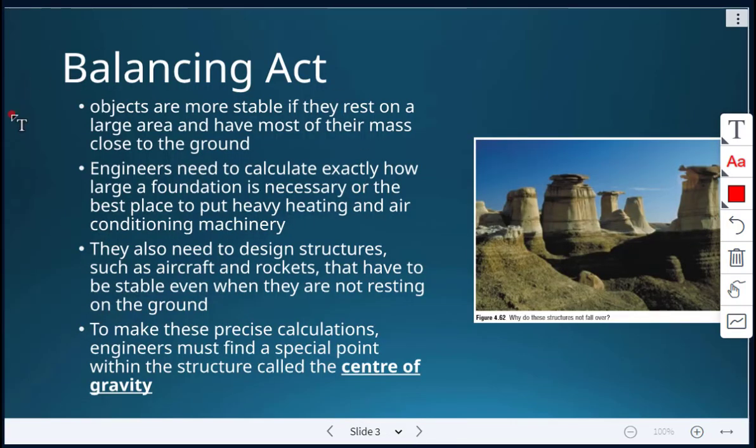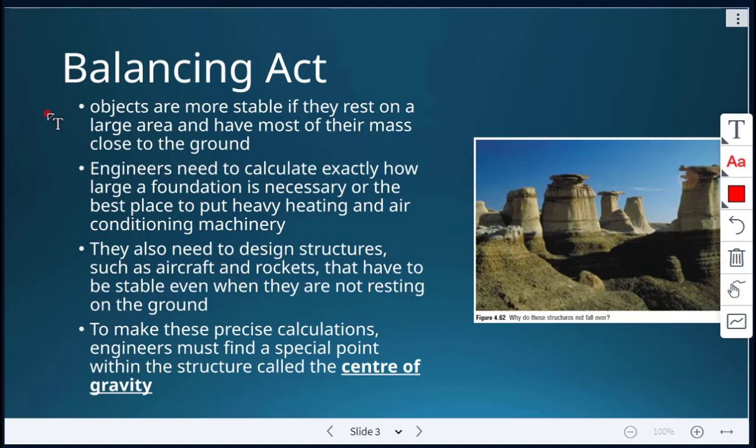So, balancing act. Just some points here on balancing, looking at these structures and why they don't fall over. We know that if objects are resting on a large area and have most of their mass closer to the ground, they will be more stable. So engineers need to calculate exactly how large a foundation is necessary or the best place to put heavy heating and air conditioning machinery. They need to be able to design structures like aircraft and rockets. They have to be stable even when they aren't resting on the ground.